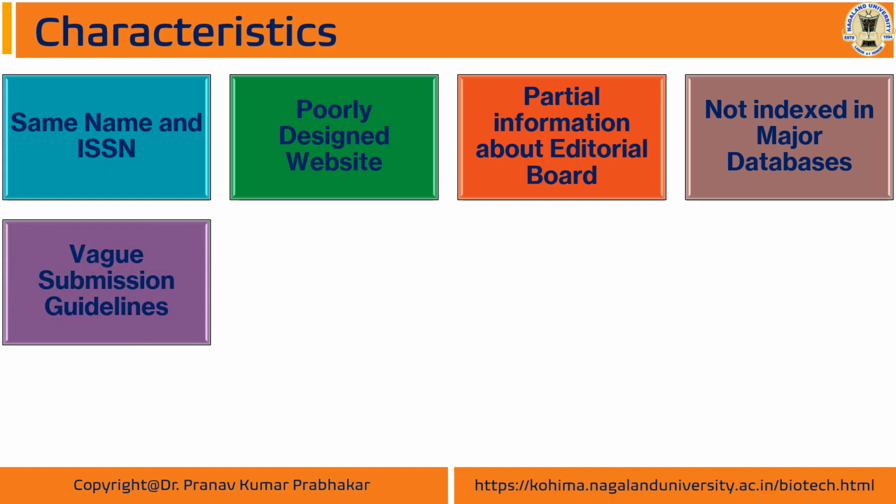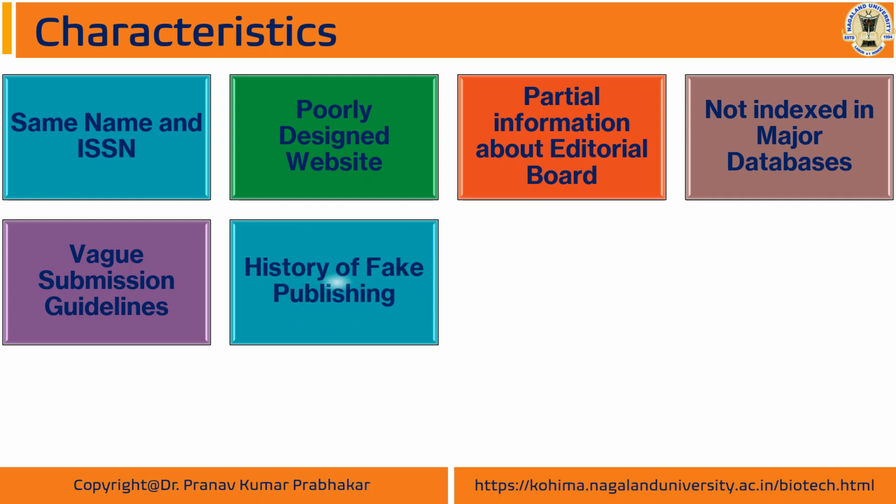Then vague submission guidelines. Legitimate journals normally give you clear, detailed author guidelines. Every good journal will have a specific section for author guidelines. But if you go to the cloned and predatory journals, they don't have that. Their editorial and author guidelines will be very vague, ambiguous, or inconsistent in their submission structure. They will ask you to submit your paper to a mail ID, and they will publish it. They also have a history of fake publications.